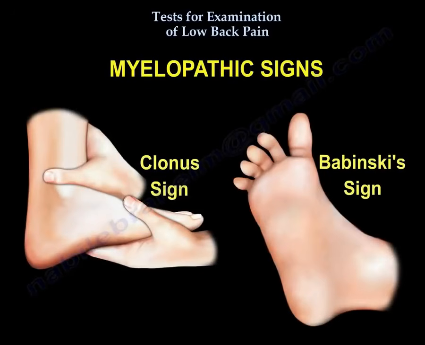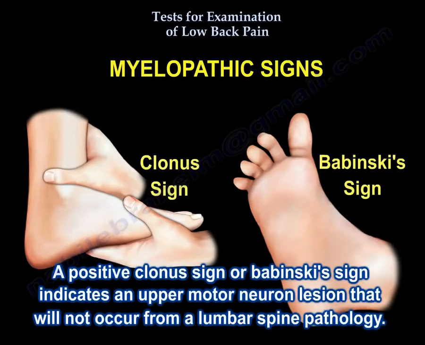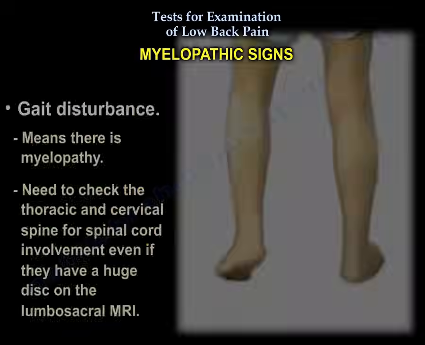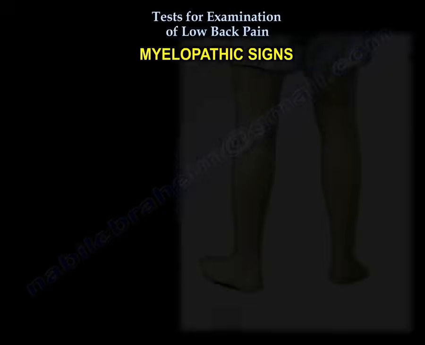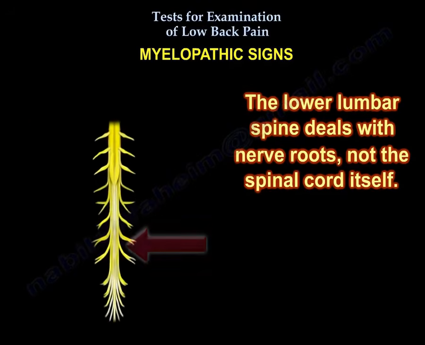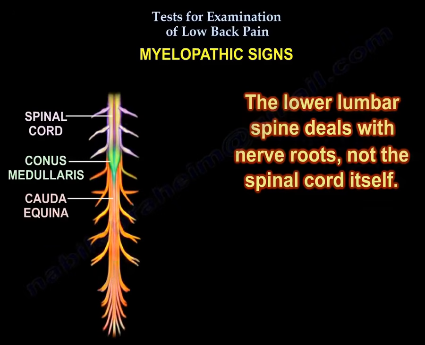What are myopathy signs? Clonus sign, Babinski sign. A positive clonus sign or Babinski sign indicates an upper motor neuron lesion that will not occur from a lumbar spine pathology. Also, if somebody has gait disturbance, it means they have myopathy. So you need to check the thoracic and cervical spine for spinal cord involvement, even if they have a huge disc on the lumbosacral MRI. The lower lumbar spine deals with nerve roots, not with the spinal cord.